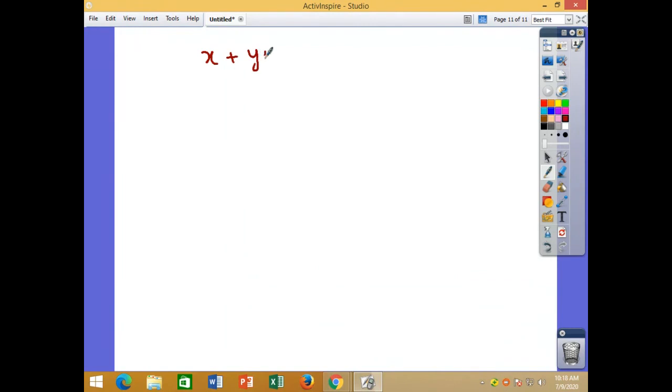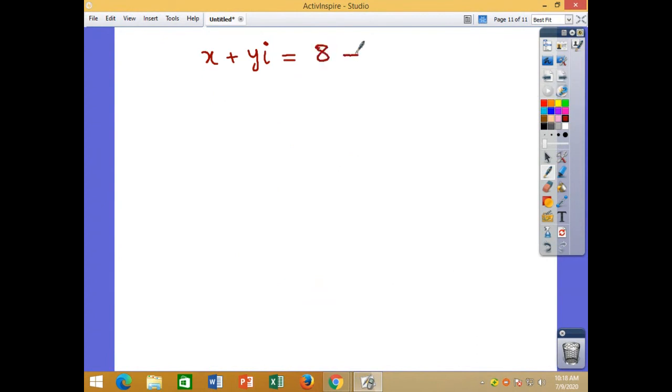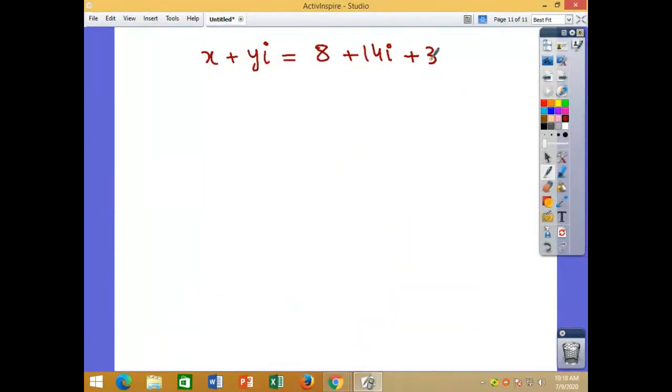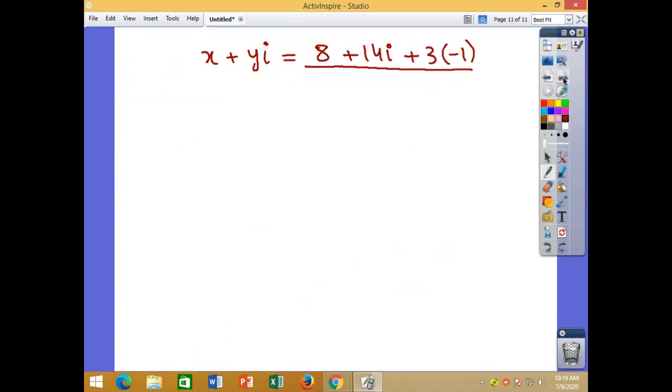x + y iota is equal to 8 + 14 iota, because this 12 iota and 2 iota added to each other give 14 iota. And next we have plus 3. What is the value of iota square? The value of iota square is negative 1. In the denominator we see that the square of 2 is 4, and the square of 3 is 9, and iota square.